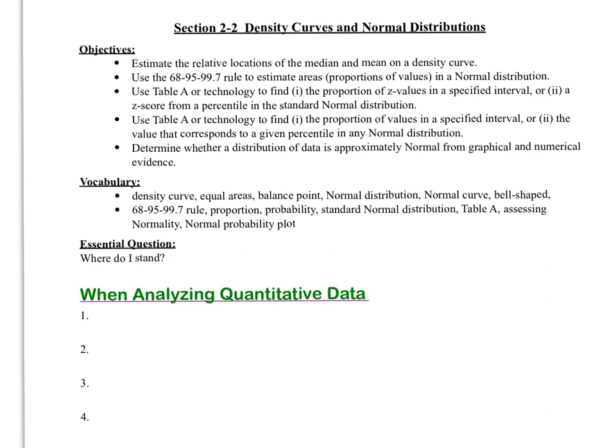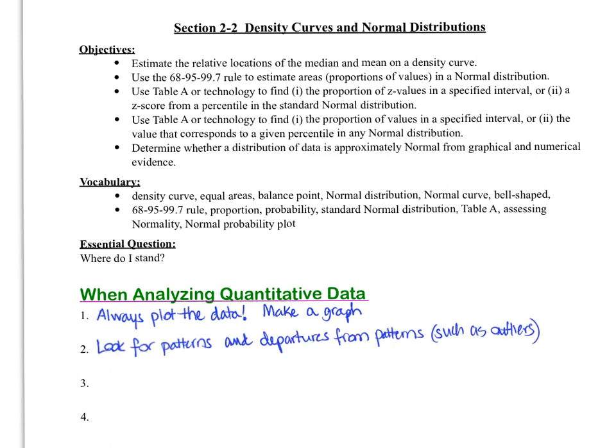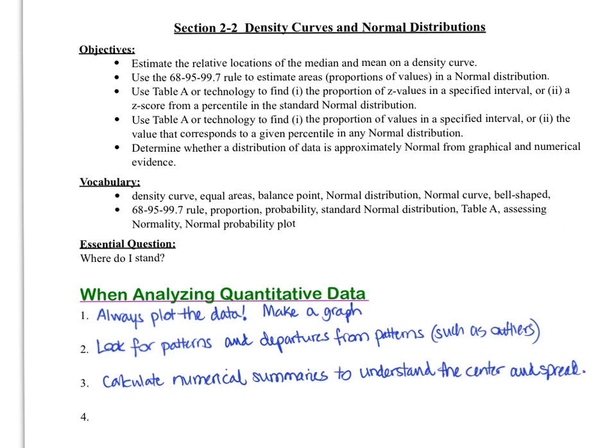There are a few strategies that we're going to employ in every chapter, and the first one is to always plot the data. Once we've graphed the data, of course, we're looking to see if there are any patterns and if there are any departures from patterns. We also need to calculate numerical summaries to help us understand the center and spread of the data. We're going to add one more step to this strategy, and that is to sometimes use a smooth density curve to describe our data.